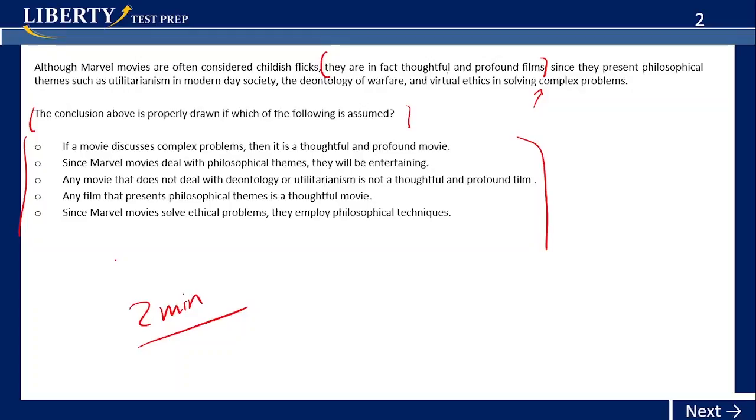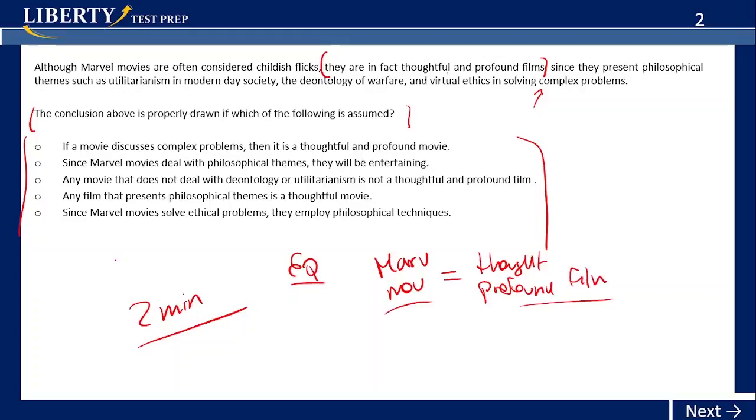Now, so they are in fact thoughtful and profound. We can build a little bit of an equation here, like in quant. Marvel movies equal thoughtful and profound films. Now I'm going to look for another premise, another fact in which they make another equation that contains either Marvel movies or thoughtful, profound films. Right now I have A is equal to B. I want to find something like A is equal to C, so I can make the link between B and C.